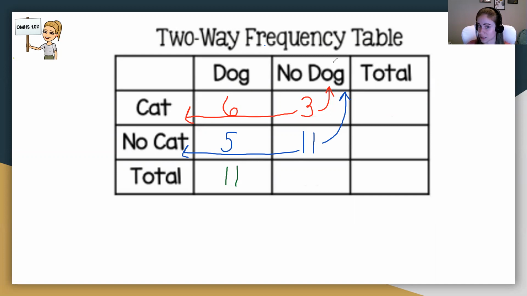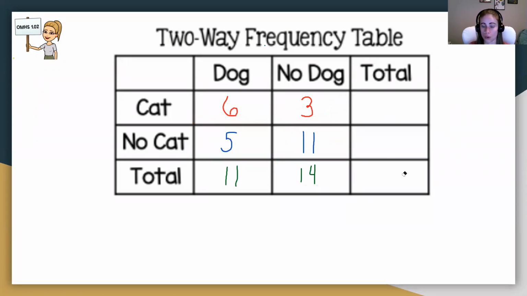All right, let's tally this up. So let's look at our column here because our column is almost filled out. And we see that there are 3 people that don't have a dog but do have a cat, and then 11 that have neither a cat nor a dog. Let's add those up to see the total number of people who do not own a dog. 3 plus 11 is 14. All right, we're getting close. All of our information is filled in. We just have one more set of totals to get to.